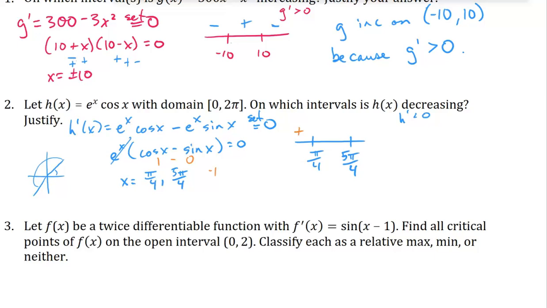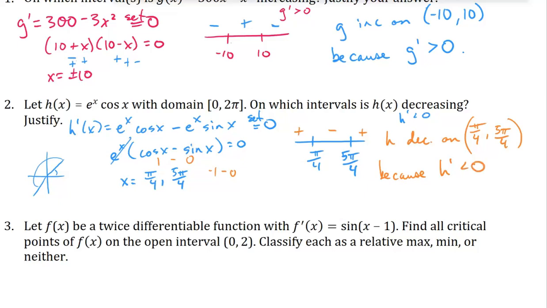I'm going to move down here. -1 minus sine is 0. So now we have a negative. And bigger than 5 pi over 4, something like 2 pi, we're back to 1 minus 0, so positive again. So on what interval is h decreasing? It is decreasing. So h is decreasing on pi over 4 to 5 pi over 4. And again, I'm going to use an open interval. And to justify, because h prime is negative.